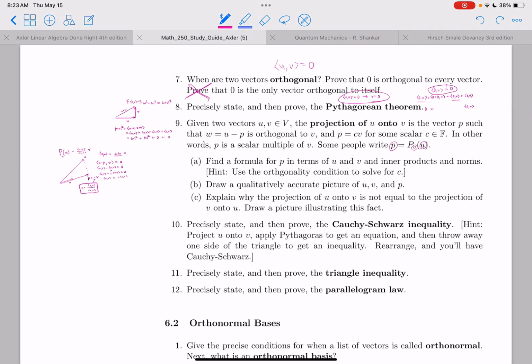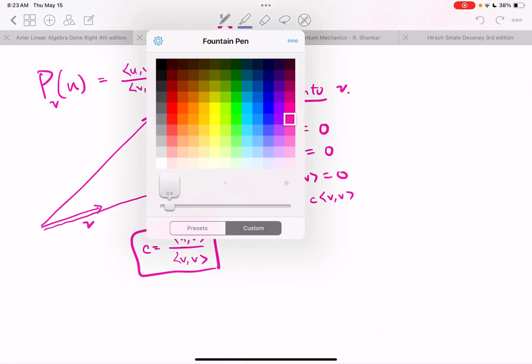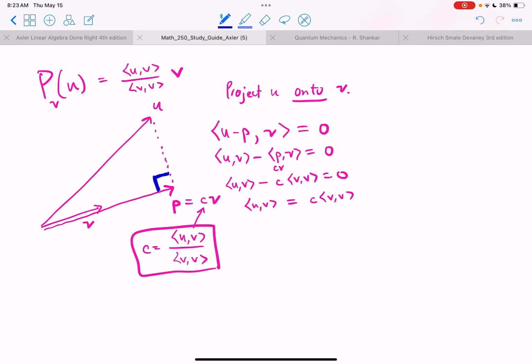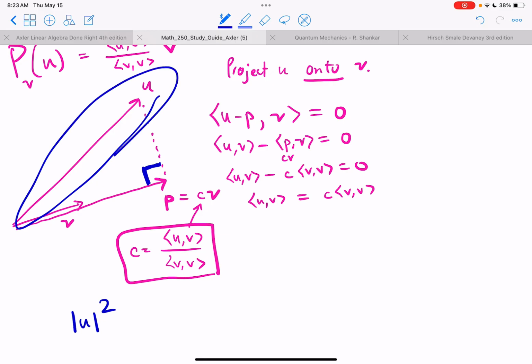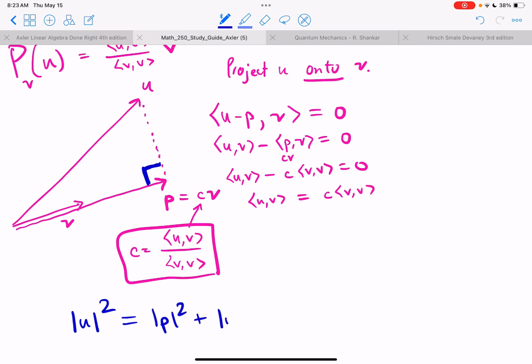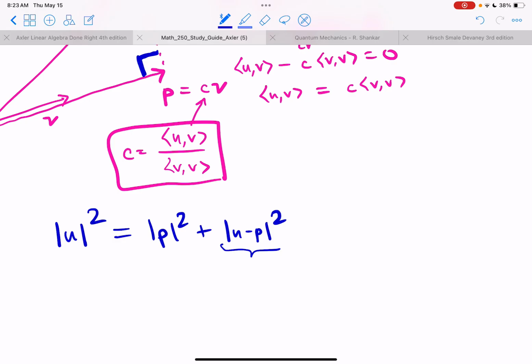Okay. Now, what we're going to do is prove Cauchy-Schwarz by just throwing away one side of the Pythagoras triangle. When we project a vector onto another, we have a Pythagoras triangle, and what we know from Pythagoras is that the length of the hypotenuse squared, which now the hypotenuse is u, it's not u plus v anymore. The hypotenuse is the vector u. It's equal to this squared plus this squared. So it's equal to p squared plus u minus p squared. And that's Pythagoras. But what we're going to do is throw this away. If we throw away a number that's positive, we have made this side smaller. And that's where the inequality is going to come in for Cauchy-Schwarz.